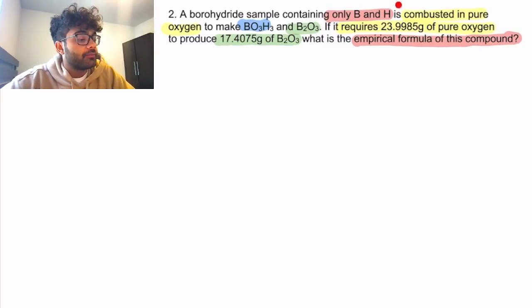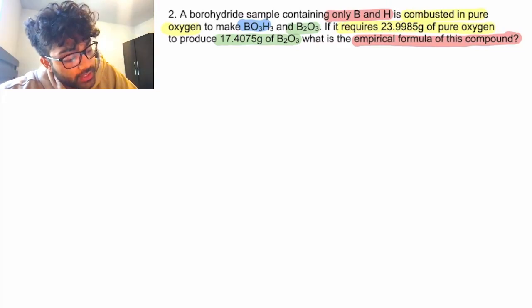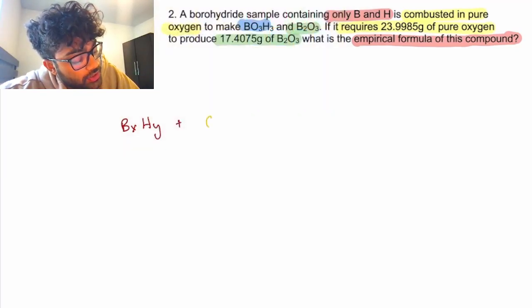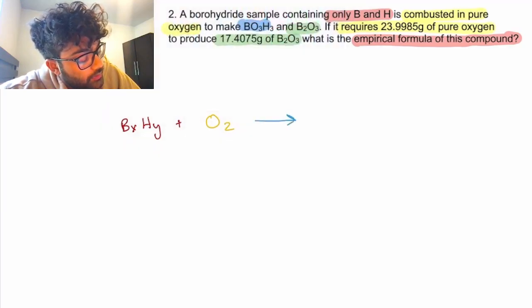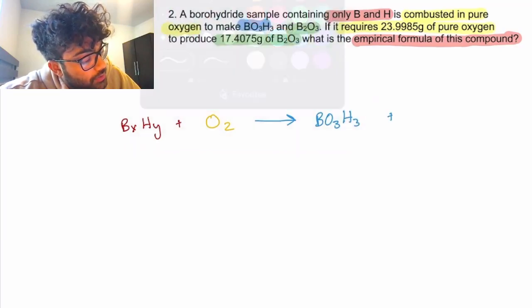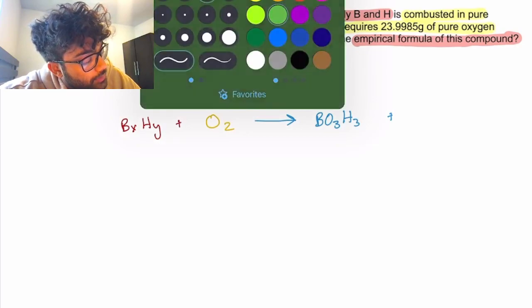We know that we have B and H, and it's combusted in pure oxygen. We don't know the molar ratios of B and H. We're looking for that. So let's call that BXHY. Again, we combust in pure oxygen, and now we yield BO3H3 and B2O3.